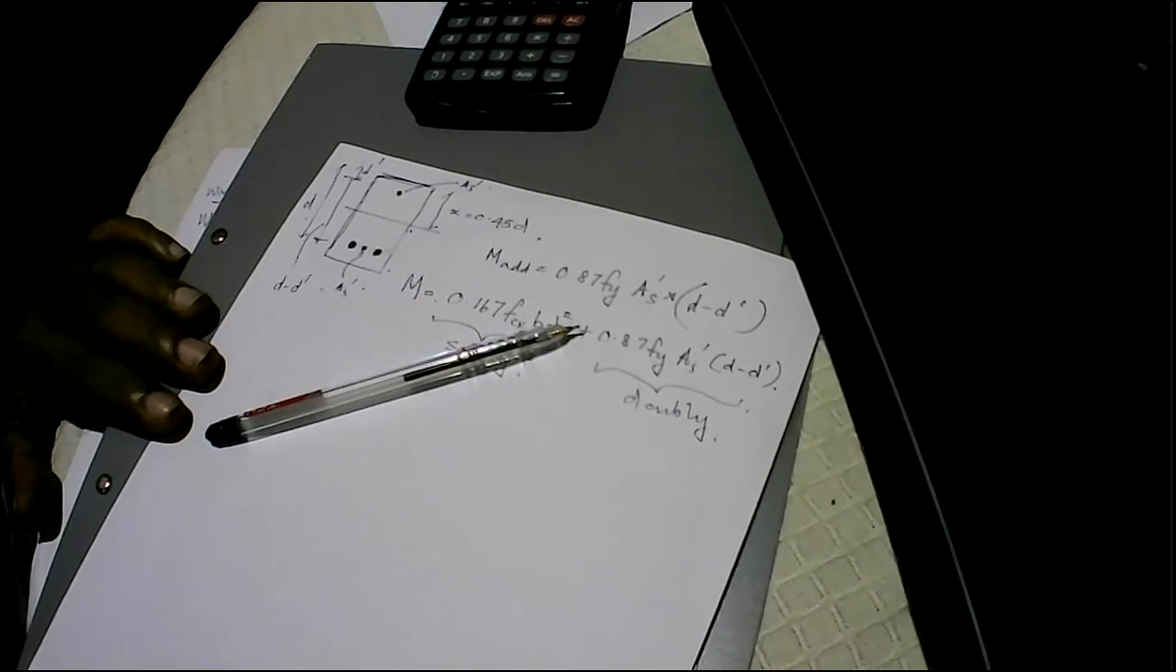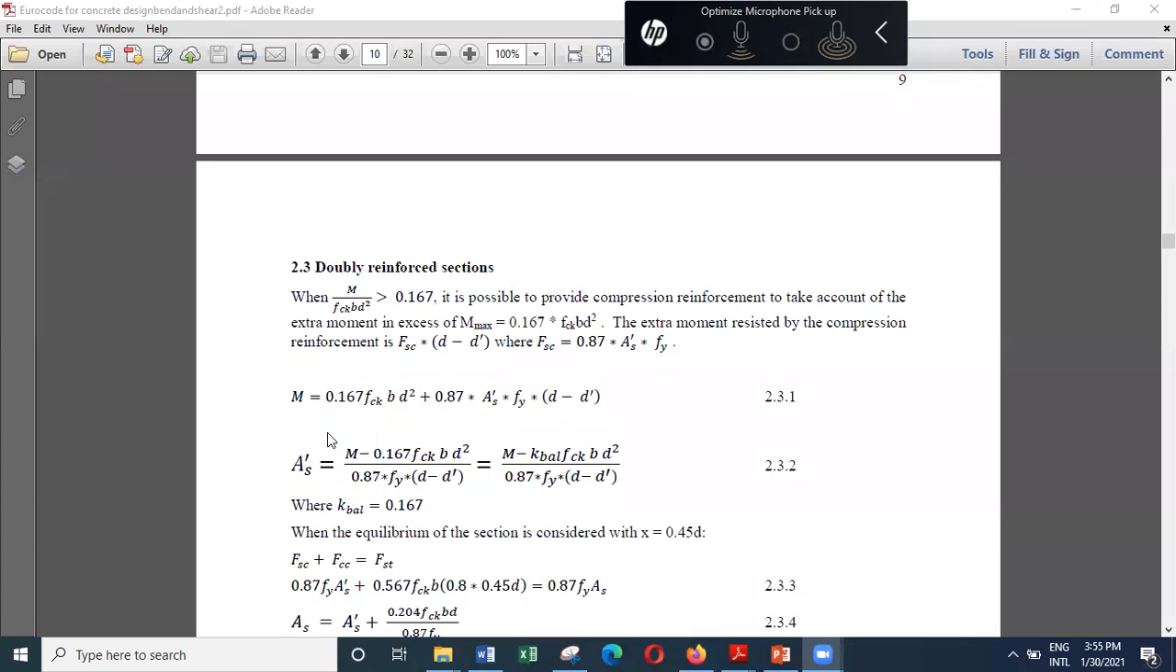So you get this equation where this gives the moment that can be carried as singly reinforced, and this gives the moment that is carried by the additional reinforcement. And once you rearrange this, you can say As' is equal to M minus this component divided by the remaining part of this component. So that is 0.87 Fy (d minus d').